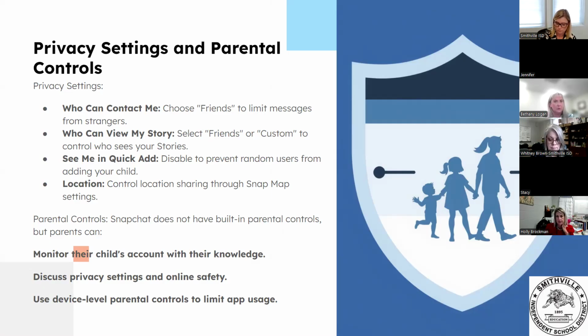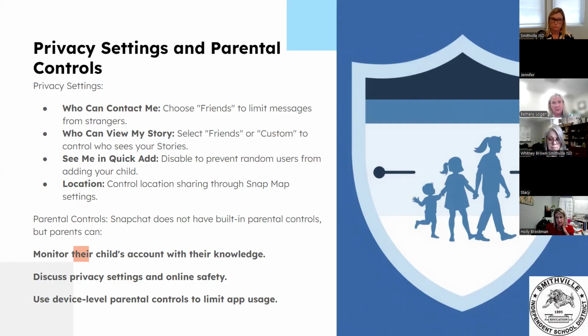Who can view stories, right? You have to select whether it's only friends or custom, to control who your stories are being shared with. And then Quick Add, you're going to want to disable to prevent random users from adding your child. And location, control the location through the Snap Map.